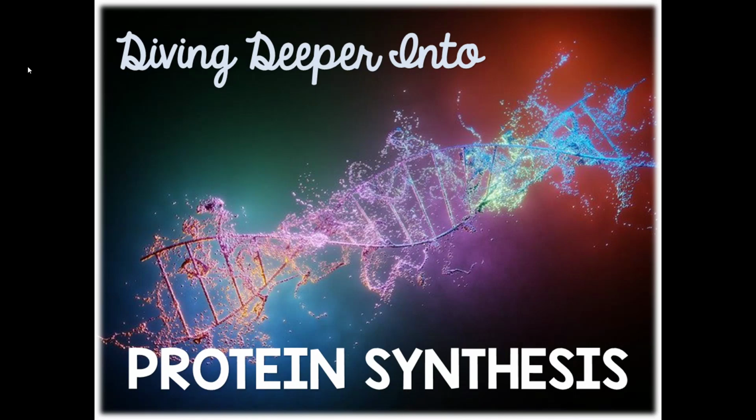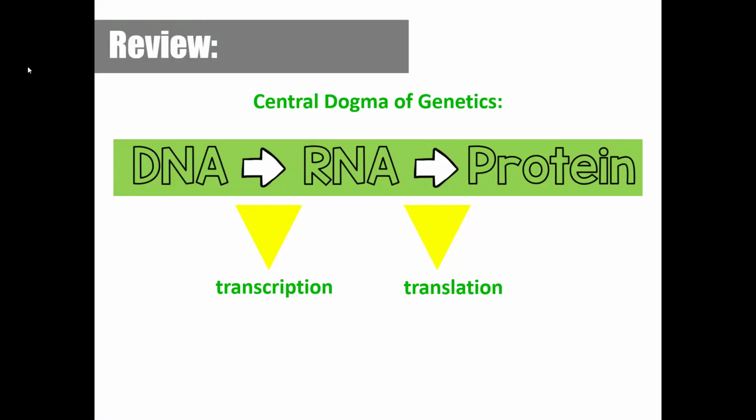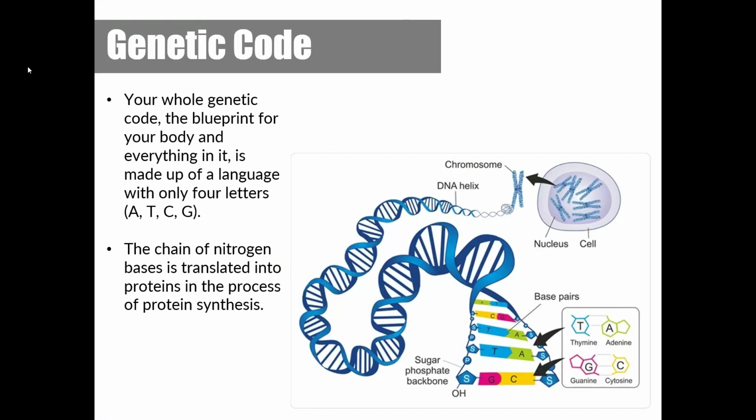Welcome back. In our last lesson, we learned that proteins are made in a process known as protein synthesis. Your whole genetic code, the blueprint for your body and everything in it, is made up of a language, and this language has only 4 letters: A and T and C and G. And in a previous lesson, we talked about what those letters stand for.